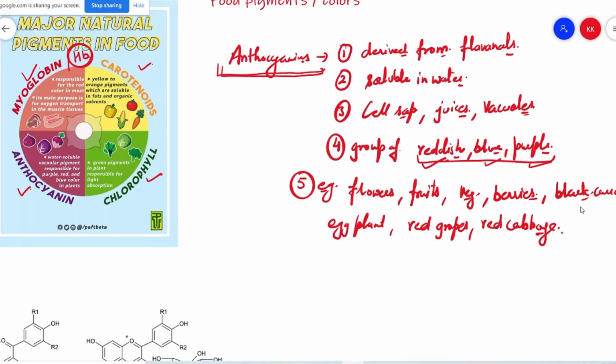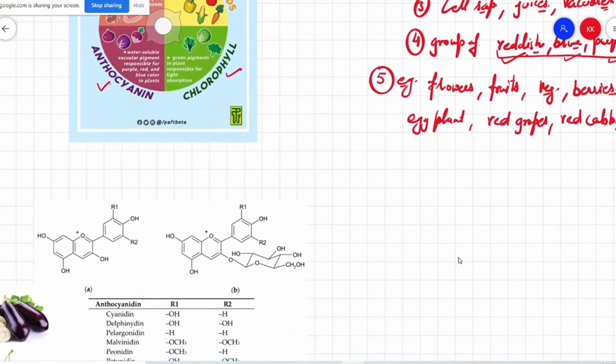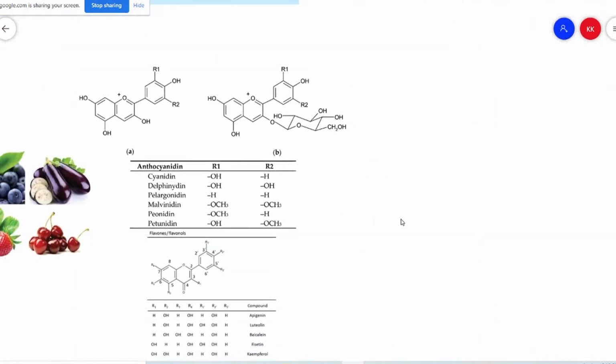What type of structure are anthocyanins? As I told you, they are derived from flavonols. So their basic structure is based on the flavonols, which looks something like this. You can see in this picture, this is the basic structure of the flavonols. When no other compound is attached to this group, it has one benzene ring, a pyrylium ring and another benzene ring. 1, 2, 3. And only this group in the anthocyanin structure is called anthocyanidin.